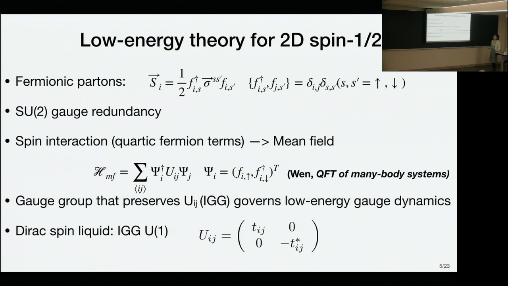And there is another important concept, called the invariant gauge group, IGG, namely the subgroup of the SU2 gauge group that is preserved by this mean field ansatz. And for the specific case of Dirac spin liquid, we have an invariant gauge group of U1. Namely, the mean field ansatz we take is a diagonal form of this hopping matrix. The spin up and spin down species are actually decoupled, and they each hop with this T_ij hopping amplitude.